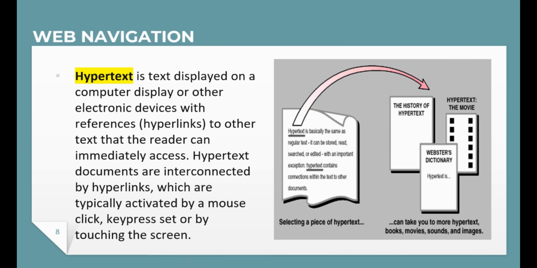Hypertext is text displayed on a computer display or other electronic devices with references to other text that the reader can immediately access. Hypertext documents are interconnected by hyperlinks, which are typically activated by a mouse click, key press set, or by touching the screen.